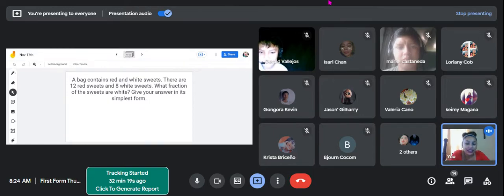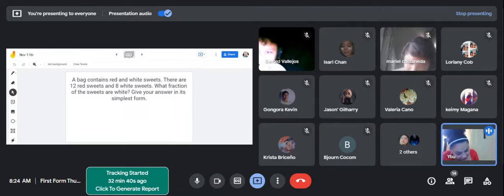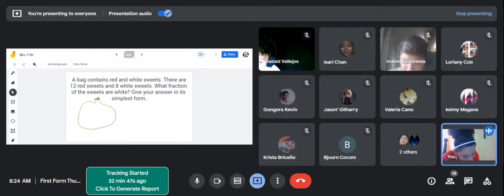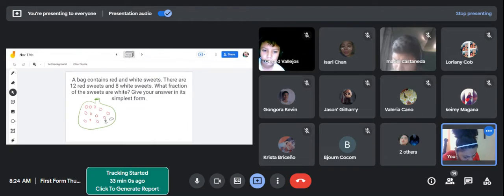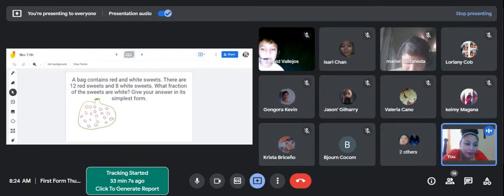A bag contains red and white sweets. There are 12 red sweets and there are 8 white sweets. What fraction of the sweets are white? Now we have to be careful for this one. They're saying that a bag has 12 red sweets and has 8 white sweets. I'm going to draw the white sweets in black though. All right, that's my bag.